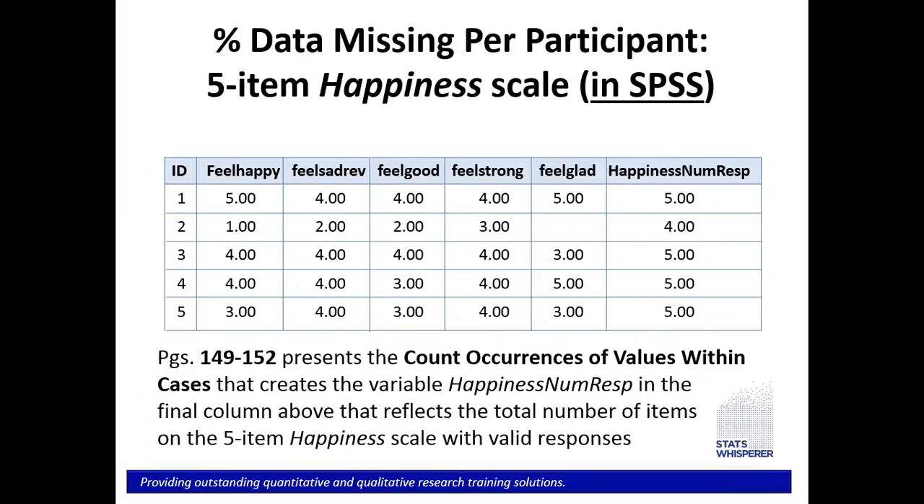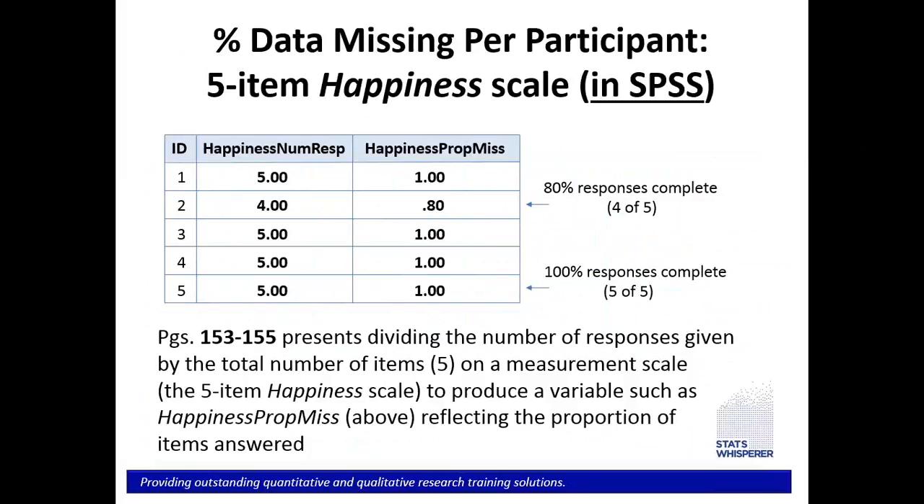And you could see for all the IDs it adds up to 5 because they have complete responses, except ID 2, which adds up to 4 because ID 2 only provided 4 of 5 responses, right? So that's the number of valid responses per study participant. But recall, we want to know the percentage, right? What percentage of valid responses were given. So we carry on to pages 153 through 155. So you see the happiness num resp, right? Number of responses in the left-hand column here.